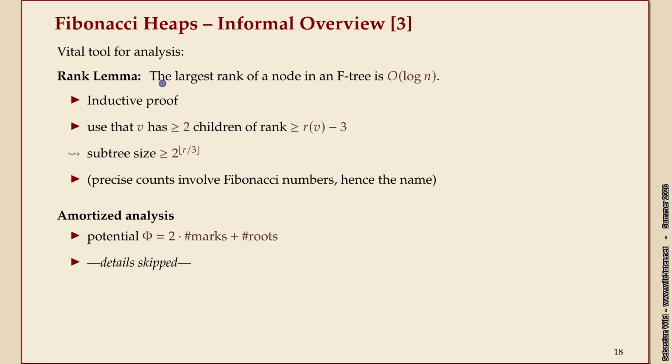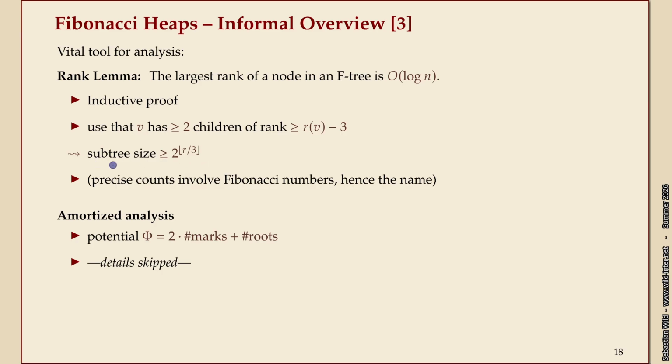So one key lemma is that you can show the rank of any node in a tree is bounded in terms of the total number of elements in this data structure, and it's logarithmic. You can show in a simple inductive proof that whenever you have some node, it has at least two children of rank that node's rank minus 3. That's generous, so you still have some sort of exponential growth in the trees. So they're somewhat balanced and hence have low height.